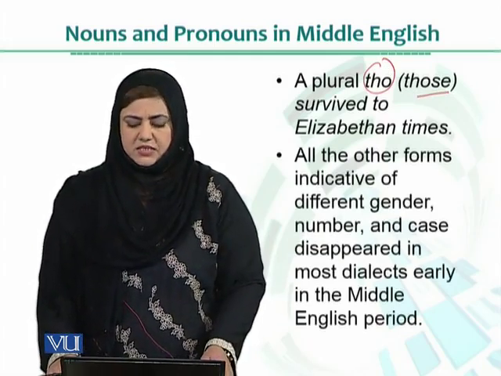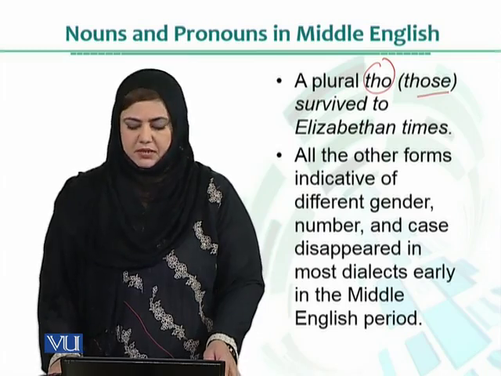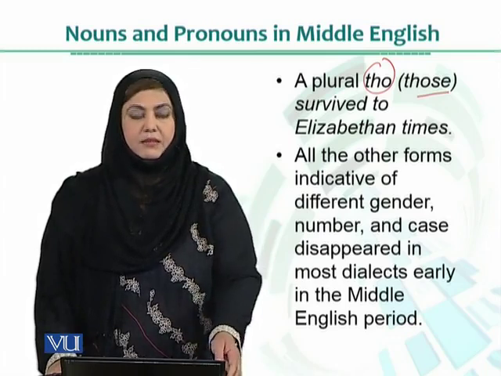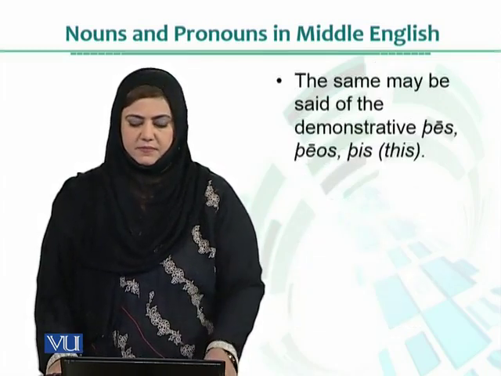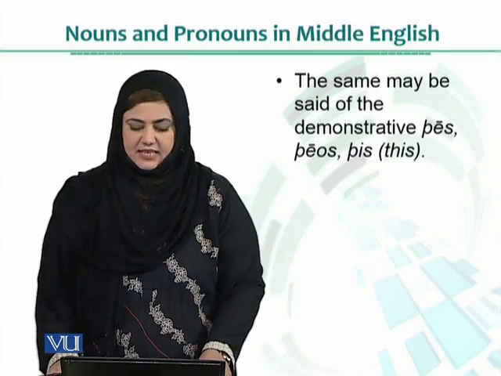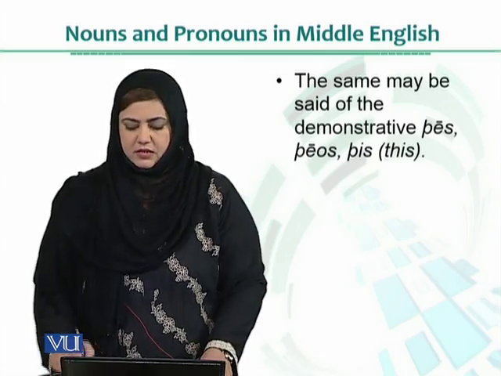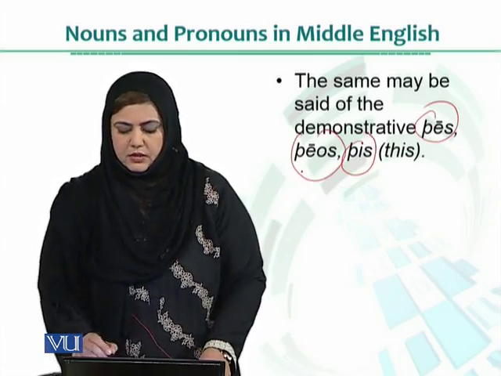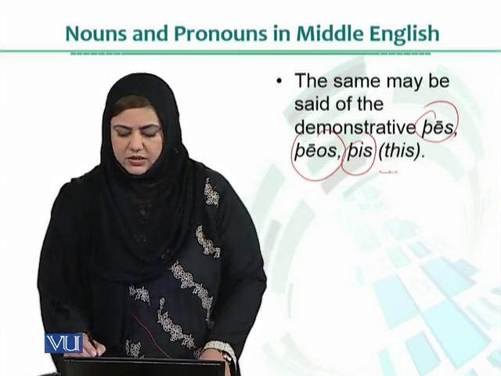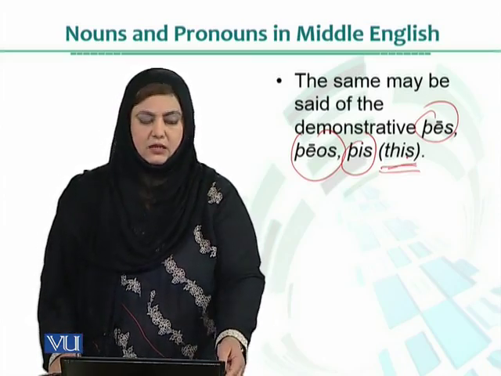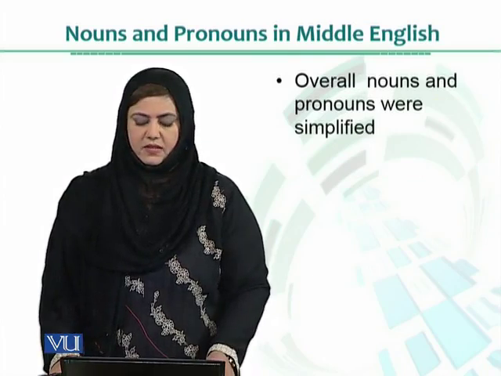All the other forms indicative of different gender, number and case disappeared in most dialects early in the Middle English period. The same we can say about the demonstratives. These three possibilities which were used in Old English are now reduced only to this in Middle English.